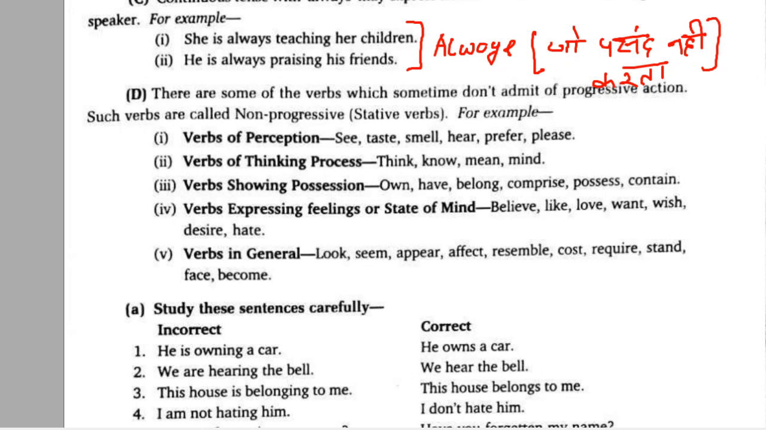Verbs expressing feelings or state of mind: believe, like, love, want, wish, desire, hate. Verbs in general: look, seem, appear, affect, resemble, post, require, stand, face, become. So study these sentences carefully. He is owning a car, or he owns a car.